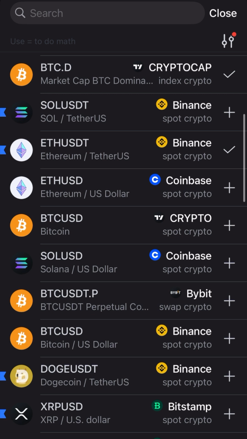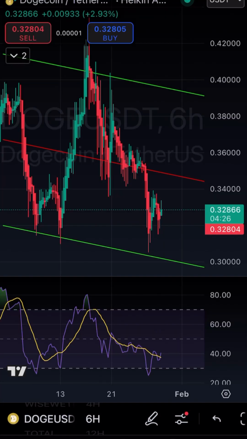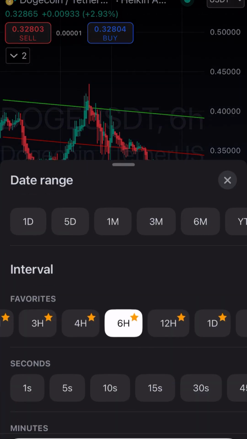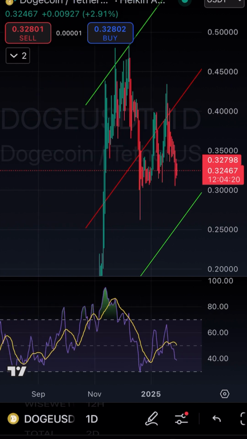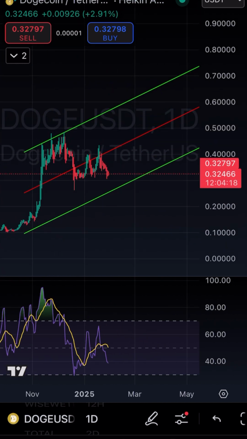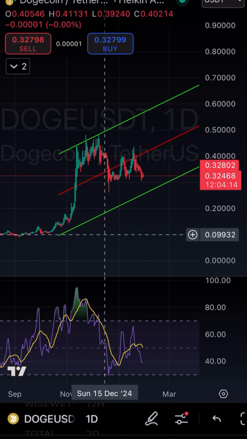But let's look at some other crypto. I want to find something in an uptrend. Do Dogecoin. See, Dogecoin is going up. Okay, Dogecoin is in an uptrend here.